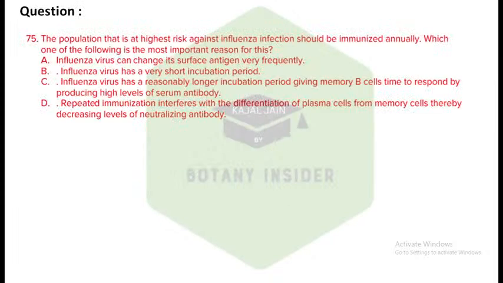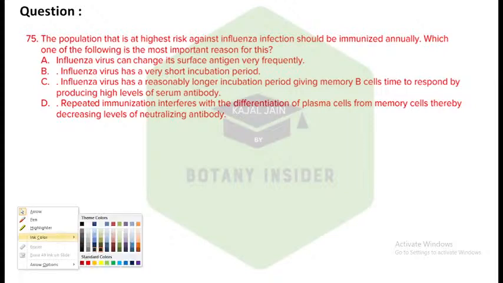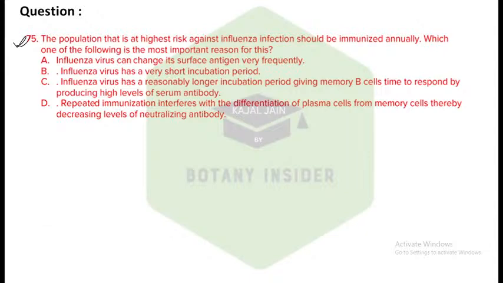This is the next question for you all. The question is that the population that is at higher risk against the influenza infection should be immunized annually. Which one of the following is the most important reason for this? Get the answer for this question, everyone. Take your time, understand the concept, and then mark the answer. Now this particular question is a bit factual plus your basic knowledge. You'll be easily able to get the answer for this.